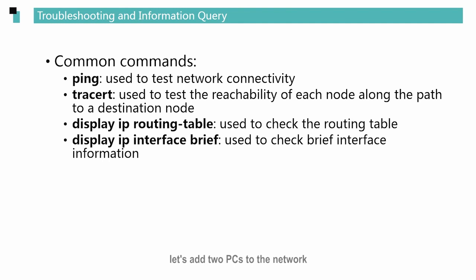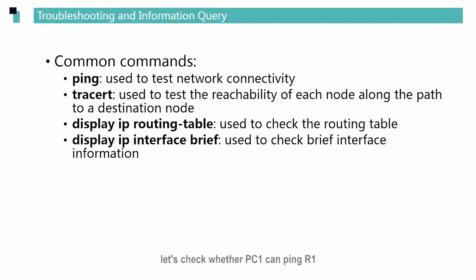Now, let's add two PCs to the network. The IP address of PC1 is 192.168.1.1/24, and its gateway is 192.168.1.254. The IP address of PC2 is 192.168.2.1/24, and its gateway is 192.168.2.254. PC1 needs to communicate with PC2.